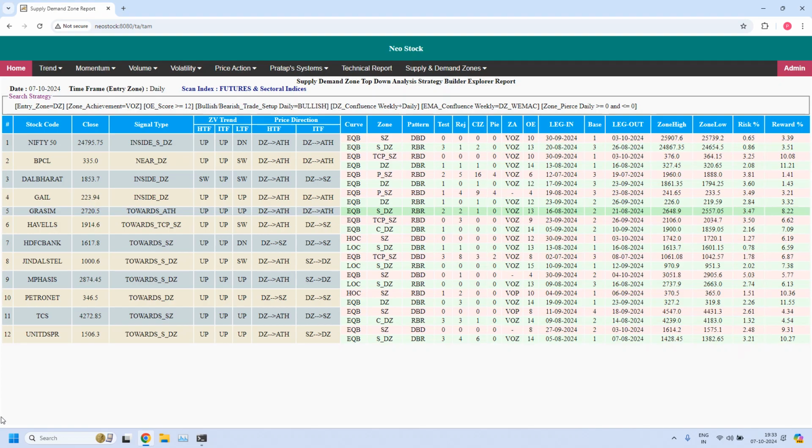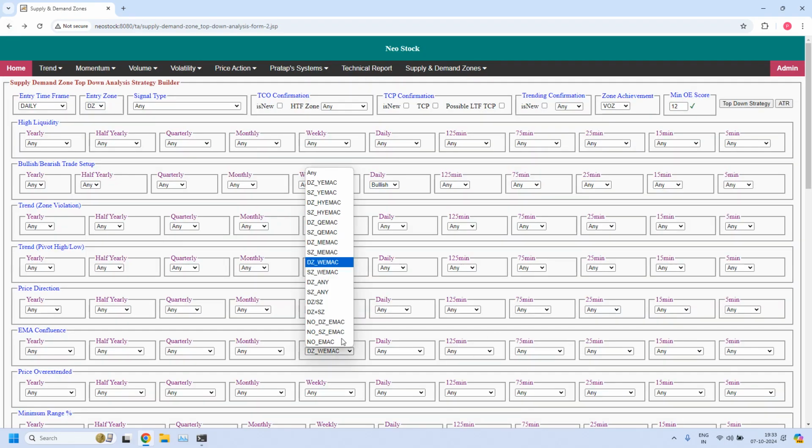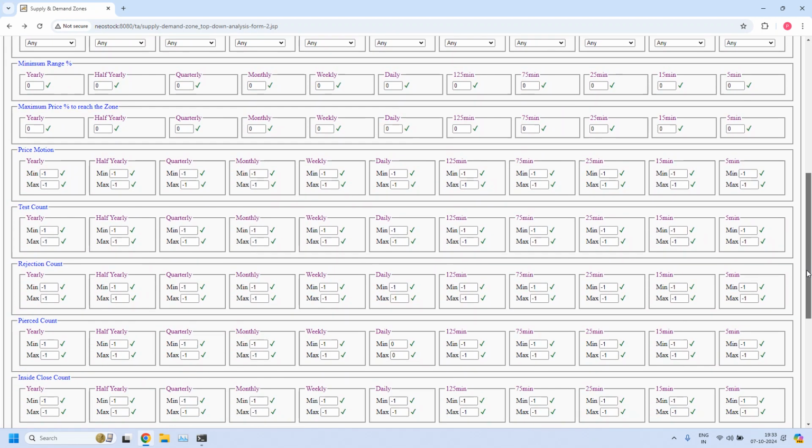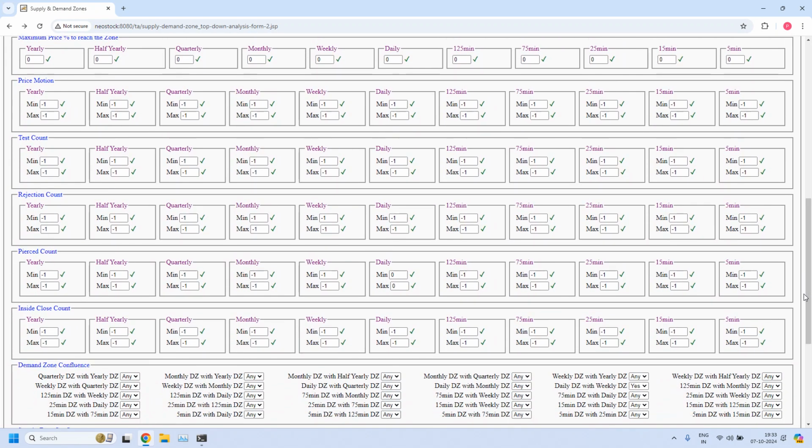Next, let us look for LTF, ITF, and HTF. So I am removing this EMA filter because it is specific to ITF based. Now in the demand zone confluence, I am adding 2 more additional filters. Already 1 filter is added, 2 more are required. Daily demand zone with weekly demand zone is enabled. Next, the daily demand zone should also be part of the monthly demand zone.